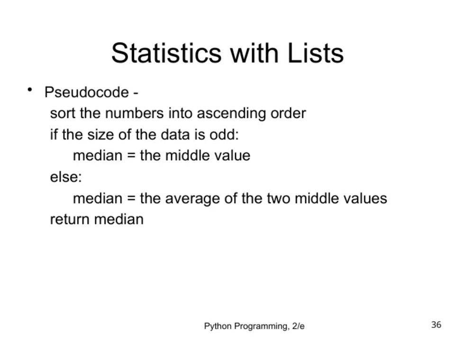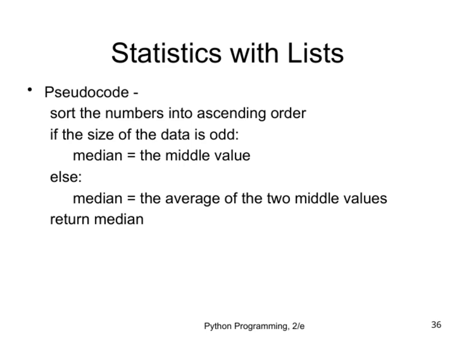Let's walk through the pseudocode for finding the median in a list of numbers. First, you start by sorting the numbers in ascending order. This step is crucial because the median depends on the position of values within a sorted list. Once the list is sorted, you check whether the size of the data set is odd or even.